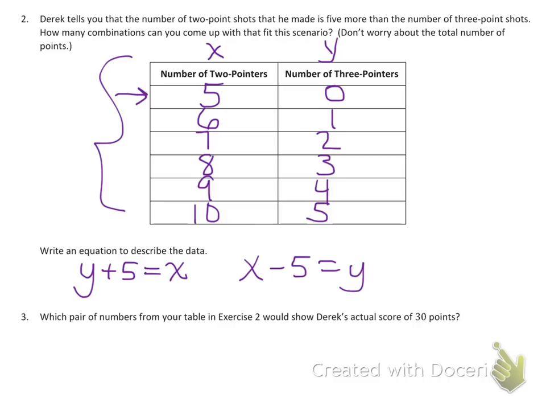They're the same equation. Okay, so now we're asked in exercise 3, which pair of numbers from your table in exercise 2 would show Derek's actual score of 30 points. So look at your 2 data tables and see if you can find a combination that fits this rule on this table and also gives us 30 points.